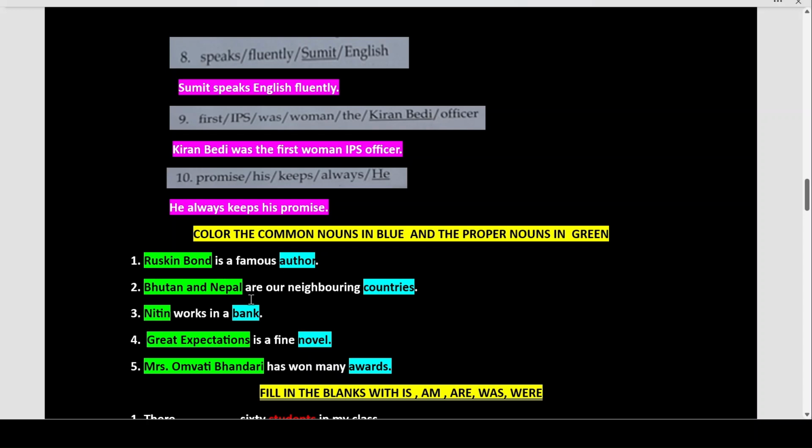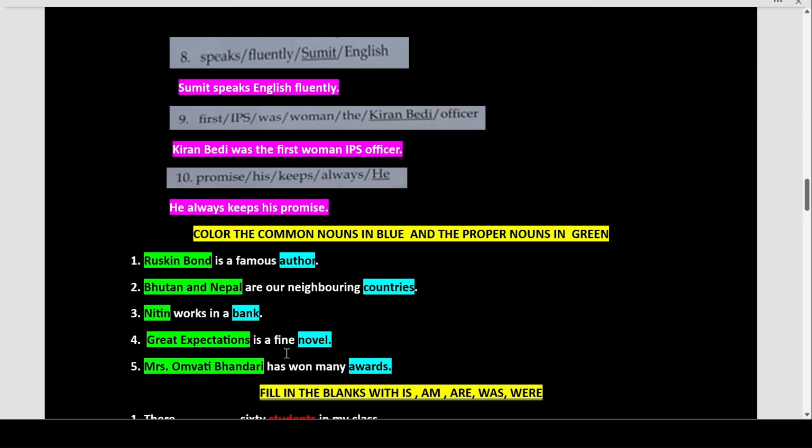Second, Bhutan and Nepal are our neighboring countries. What is the common noun here? Countries. And what are the specific names for these countries? Bhutan and Nepal. Third, Nitin works in a bank. So what is the noun here? Bank. Any bank, so it is a common noun. Now, Nitin works in a bank. Nitin is the name of a specific person who works in the bank. So Nitin is your proper noun.